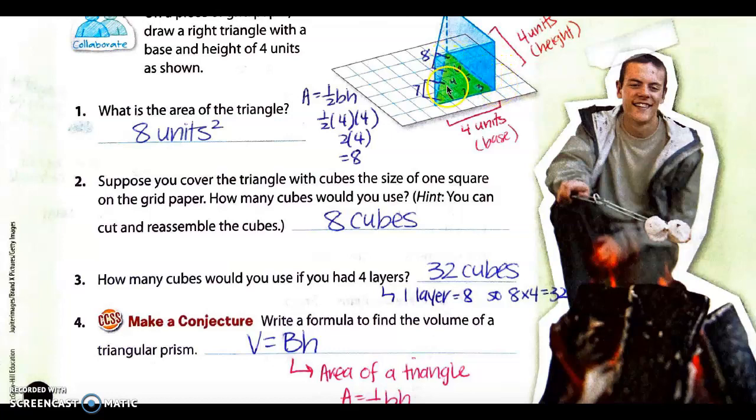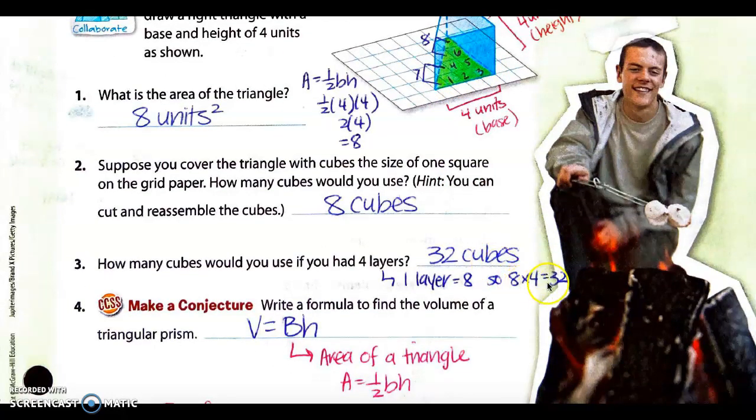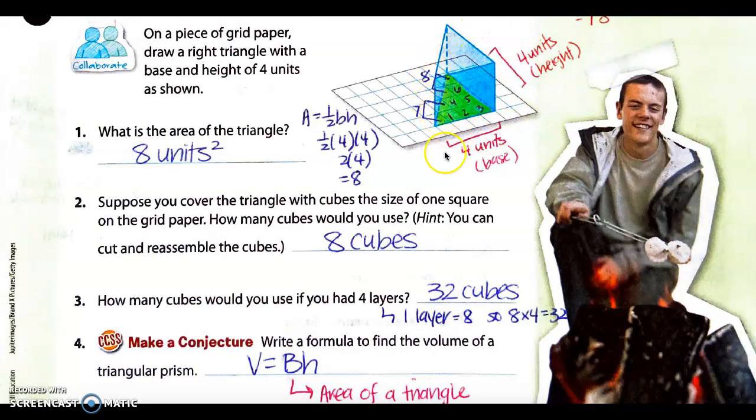That means these 8 cubes times 4. So 8 times 4 will give me 32. So if I were to stack 4 of these 8 cubes, right, one on top of another, I would have a total of 32 cubes. So that means that this entire prism has 32 cubes in total.